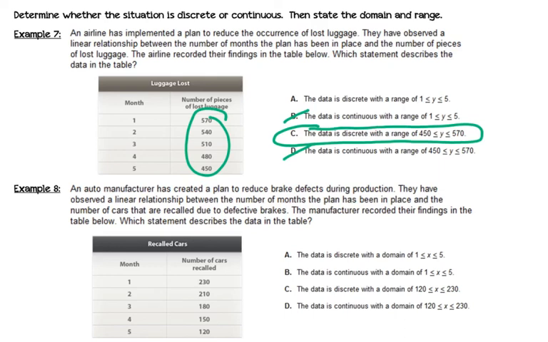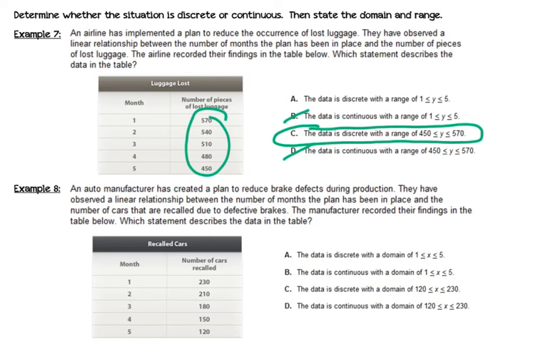An auto manufacturer has created a plan to reduce brake defects during production. They have observed a linear relationship between the number of months the plan has been in place and the number of cars that are recalled due to defective brakes. The manufacturer recorded their findings in the table below. Which statement describes the table?